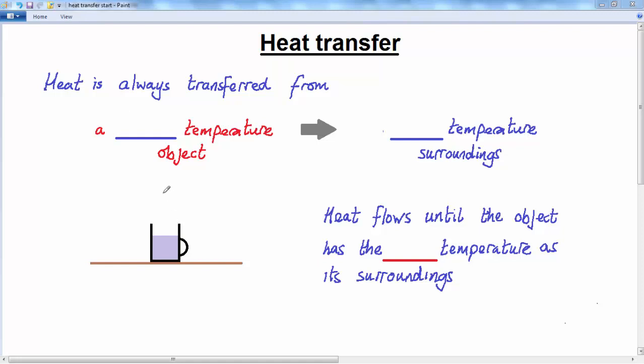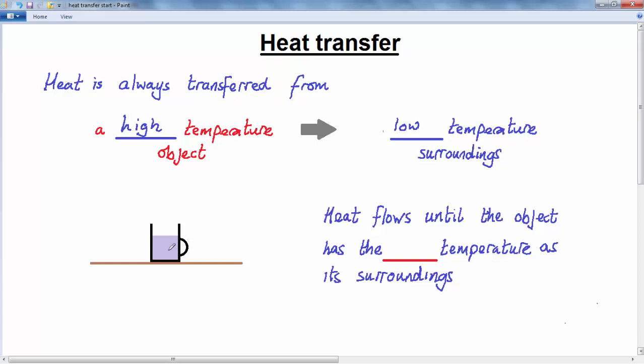First of all, heat is always transferred from a higher temperature object or substance or material to lower temperature surroundings. So it always goes from a high temperature to a low temperature, never in reverse.